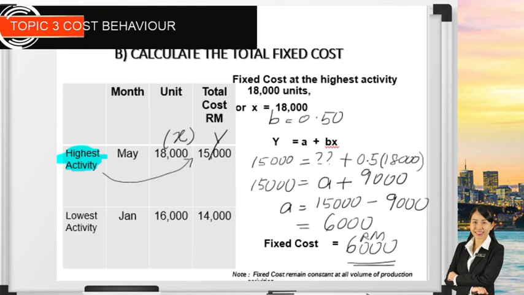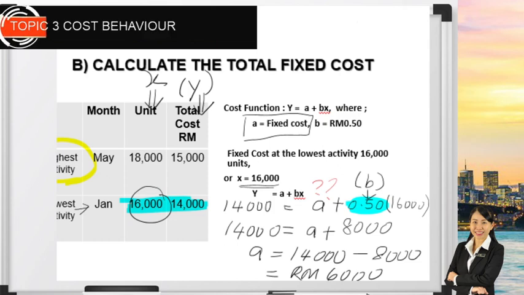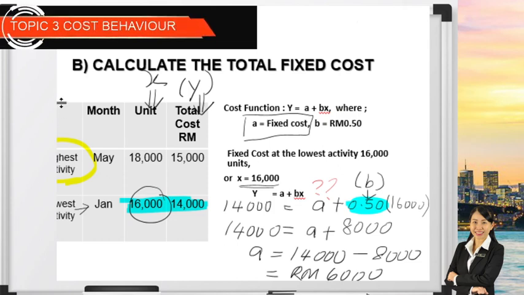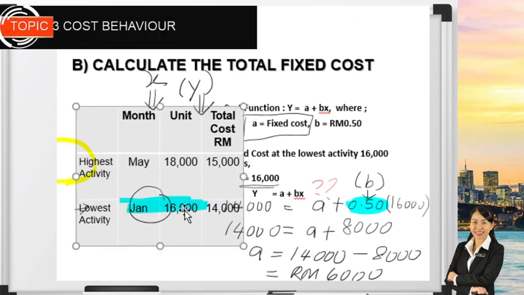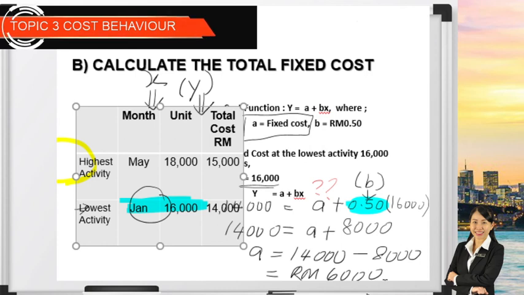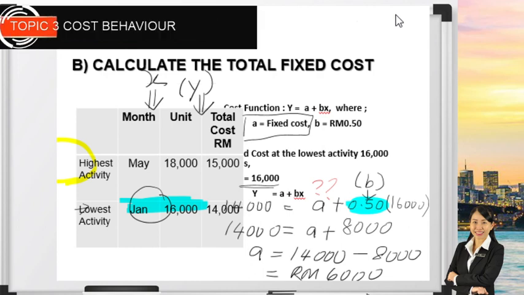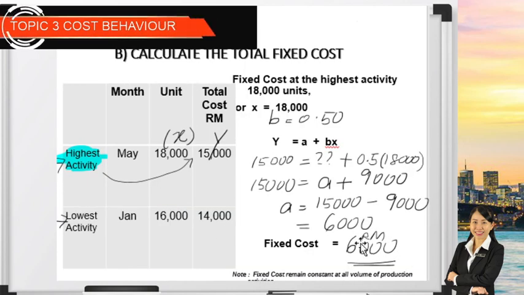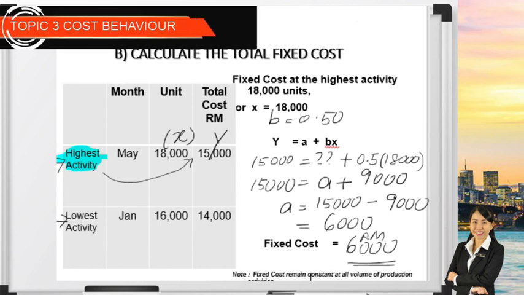So as a conclusion, our fixed cost will remain the same no matter whether you use the high activity or the lowest activity. Just now we used the lowest activity to find out our fixed cost, and we got 6,000. Then we used the higher activity, and we get the fixed cost 6,000 also. So fixed cost will remain constant no matter how the units or production change.